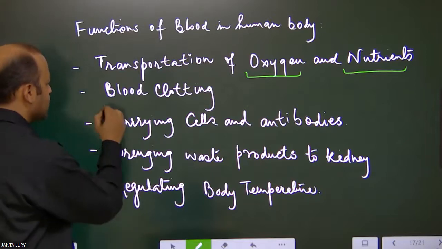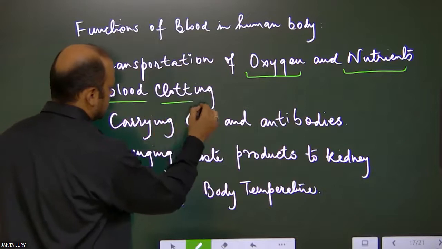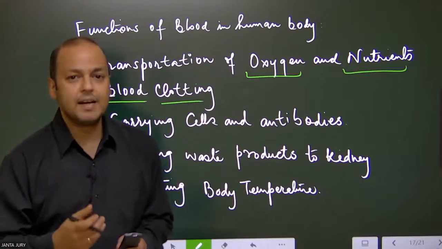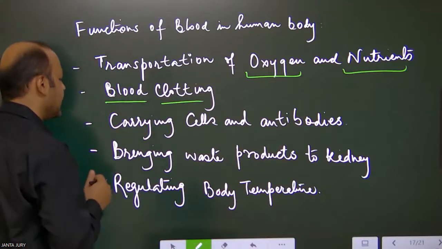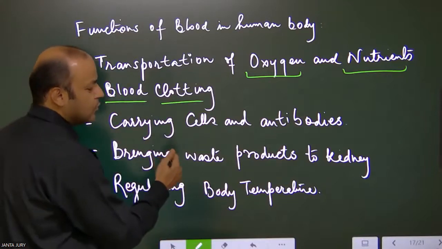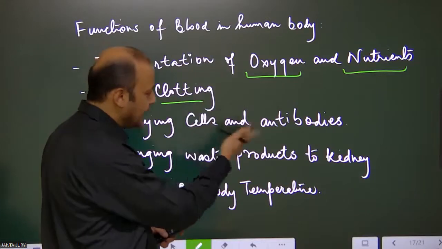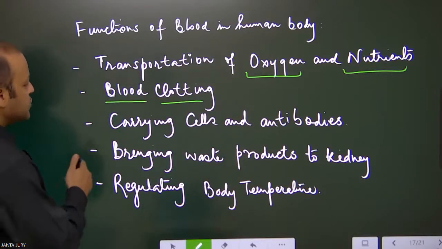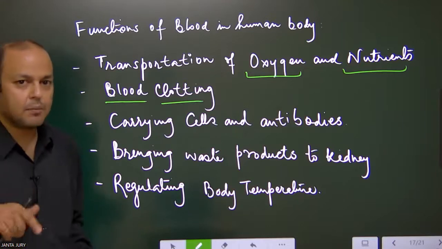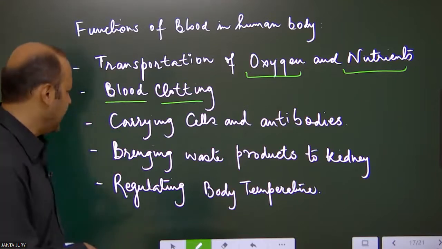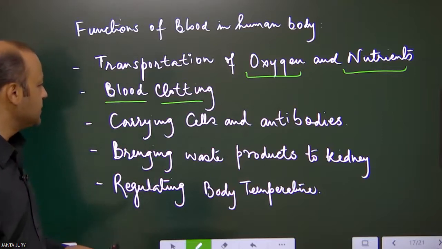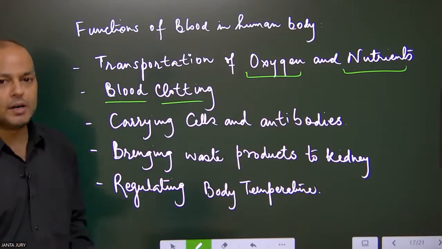Apart from that, the process of blood clotting by various cells like fibrinogen, fibrites, etc., is done by blood again. Now, carrying cells, for example, and antibodies, for example, in the case of infections. Now, it also brings waste products from entire body to kidney and liver, and it regulates. We'll see in details. We'll see what exactly these points are: regulating the body temperature.